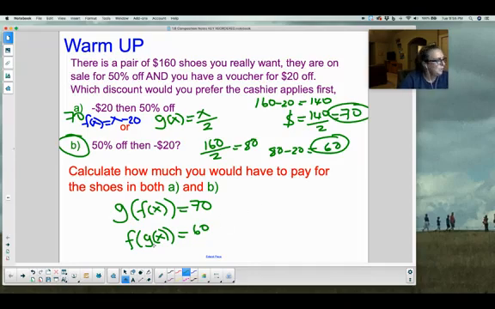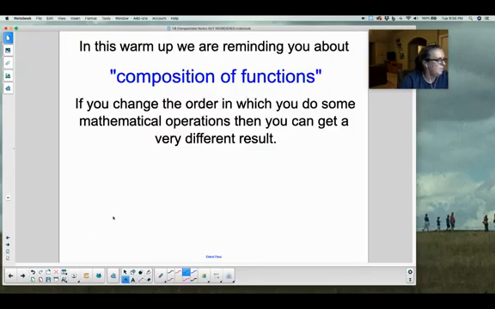What we've just shown here, I think you should remember this from Algebra 2, is called composition of functions. If you change the order in which you do certain math operations, you're going to get a very different answer. So there's one way of writing this. This is the composition f of g of x.